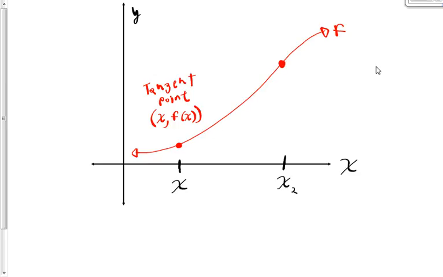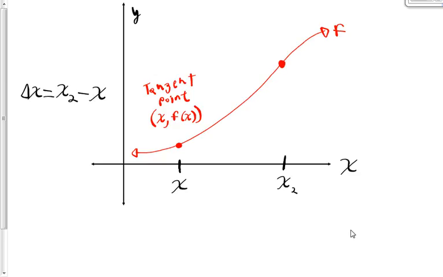But before I do that, I want to define something here because I don't want x2 to appear in my formula. So I'm going to define delta x. I'm going to say that delta x is equal to x2 minus x. Delta x is just the difference between the two x values.